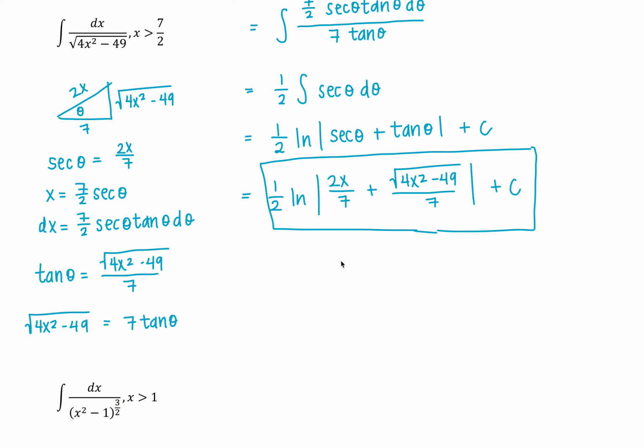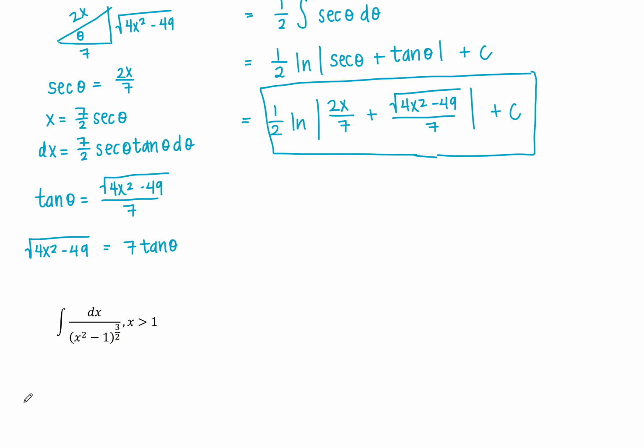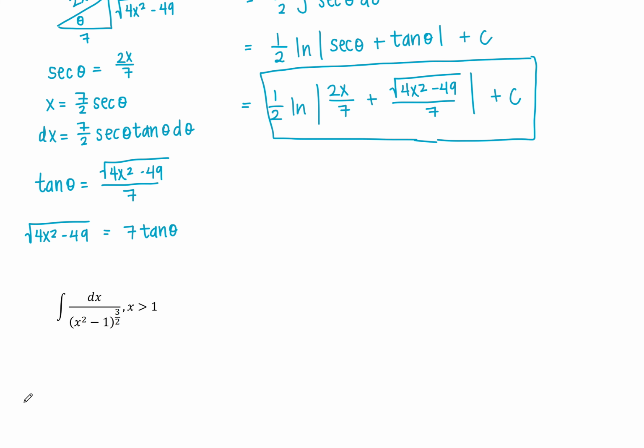So let's move to the second one here. We're going to use the same idea here with the triangle where the radical is going to be on that vertical leg, but it looks a little different. This one is asking us to integrate dx over x squared minus 1 to the 3 halves, and it says that x is greater than 1. And the x greater than 1, again, is just there to eliminate a 0 in the denominator.